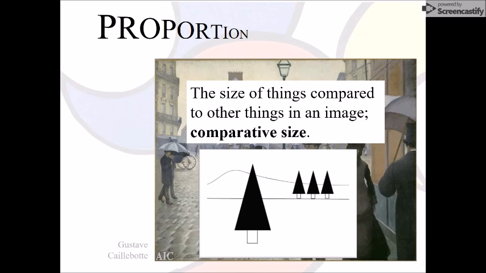And for my diagram, I just drew a little landscape. I have a tree that's large in the front, and then 3 trees that are smaller because they're in the back. They're in proportion to the tree in the front.